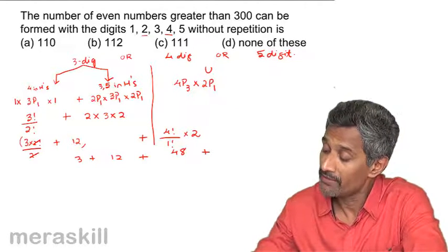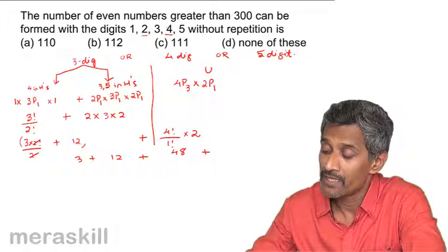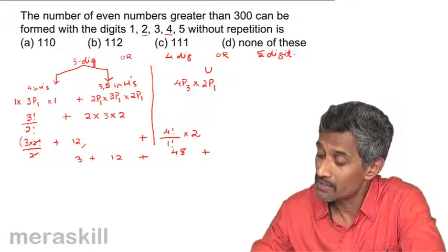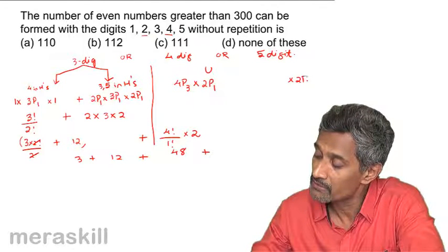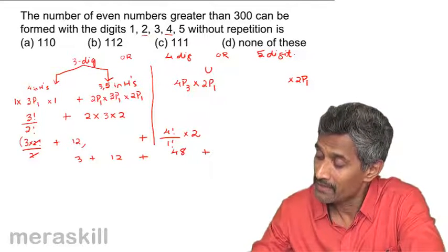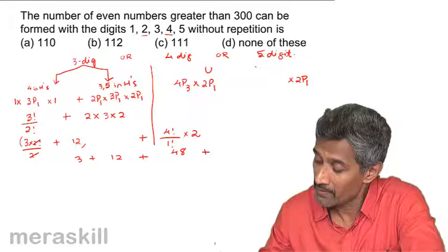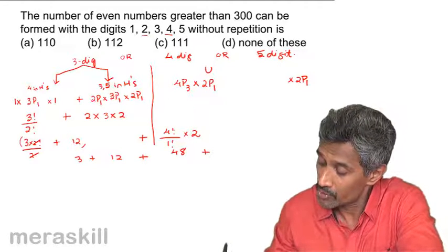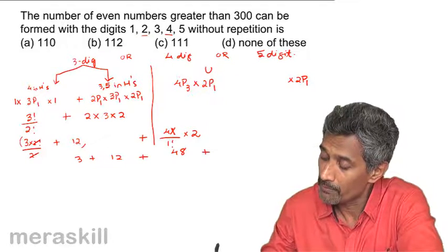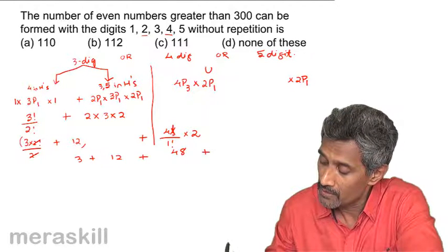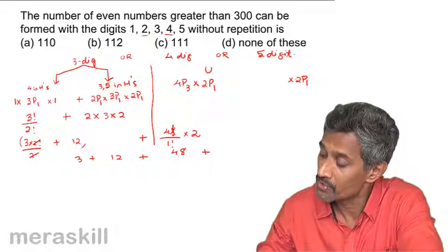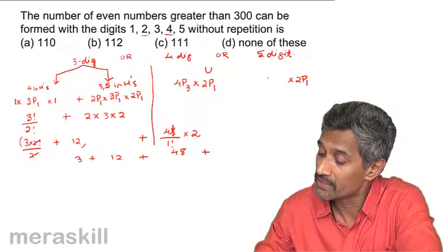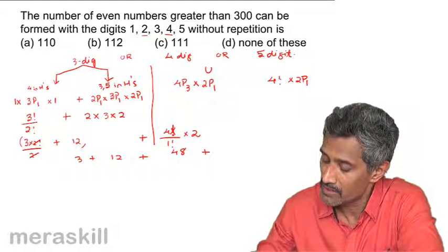Now coming to the 5-digit numbers, the last digit could be either 2 or 4, which can be chosen in 2P1 ways. And the remaining 4 digits, since 2 have come over here, are chosen in 4 factorial upon 4 minus 4 factorial, so many ways.